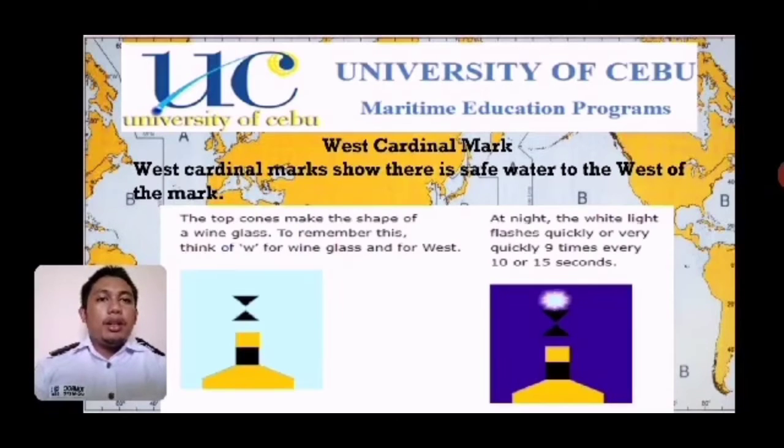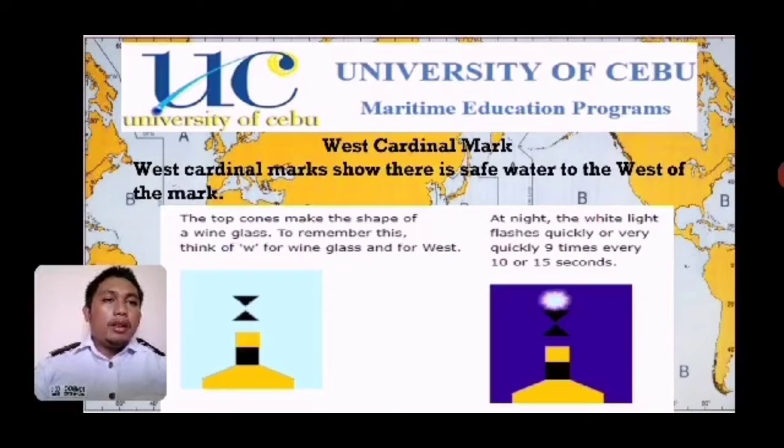And the next is the west cardinal mark. The west cardinal mark shows there is safe water to the west of the mark. So in the picture, the top cones make the shape of a wine glass. So as you can see in the picture, the top cones is like a wine glass. So to remember this, think of W for wine glass, and for west.